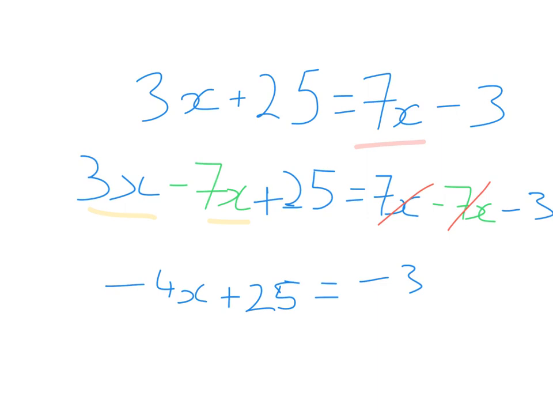The next step is to look at what's still in the wrong place. So 25 shouldn't be on the left with the x's, it should be over on the right hand side. So we're going to try and cancel 25 from the left hand side. So again, we'll just rewrite each side as it is. To cancel 25, we're going to need to subtract 25 from this side. And that means we're also going to subtract 25 from the opposite side.